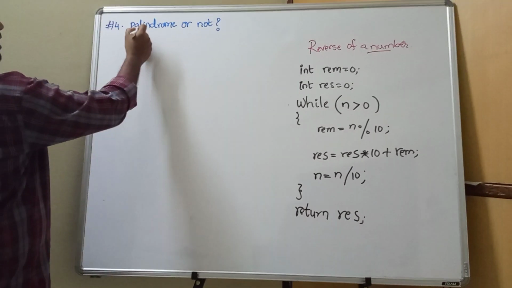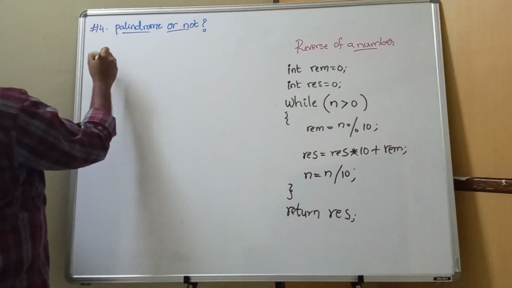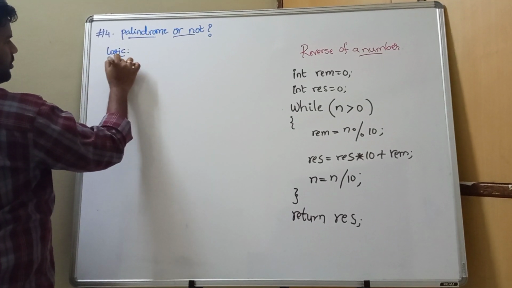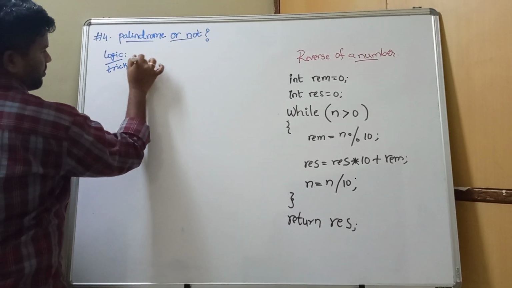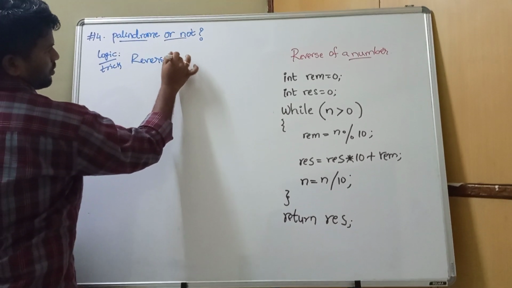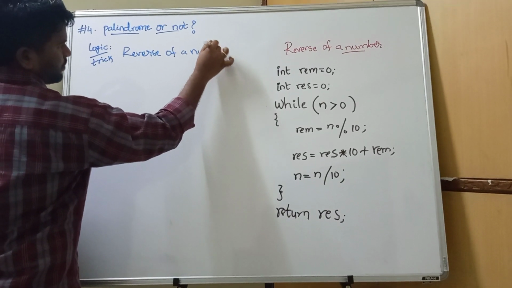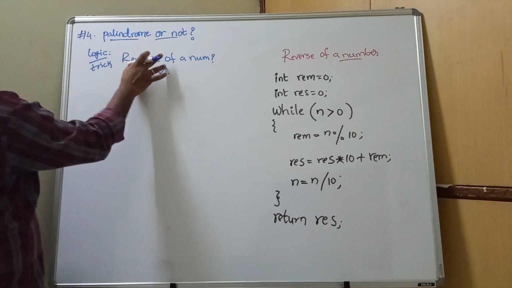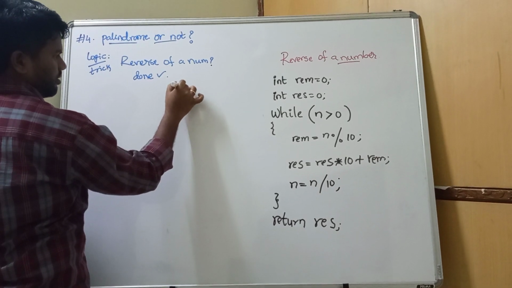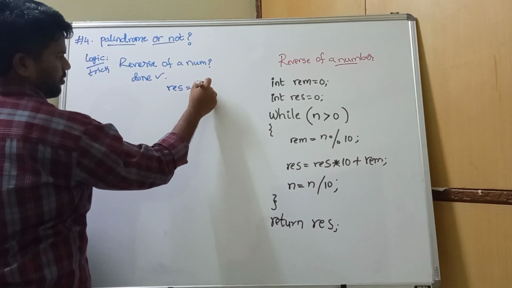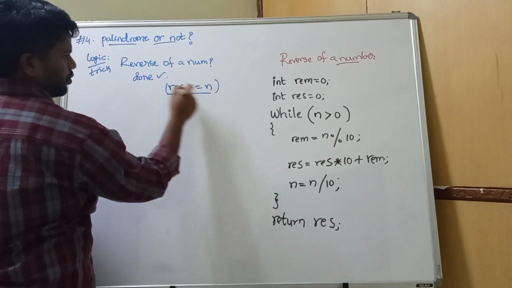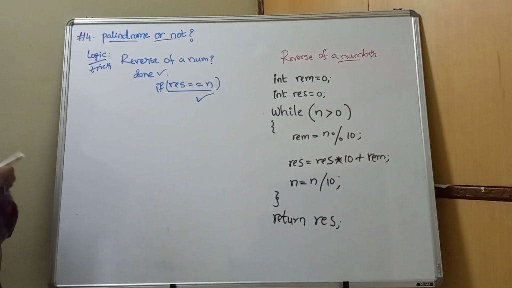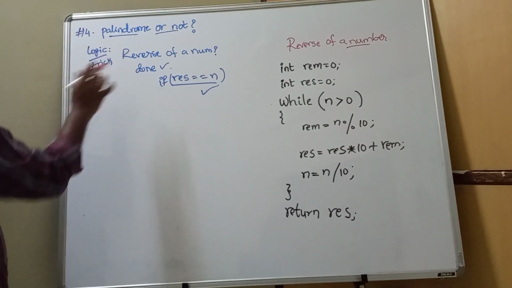So video number 4, that is palindrome or not. Given a number, is it a palindrome or not? The simple logic or trick is, if you know the reverse of a number, then you are done. Because if the reverse of the number equals n, the given number, and that is true, then you are done. We'll first explain the reverse of a number, then we'll check whether it is a palindrome or not.